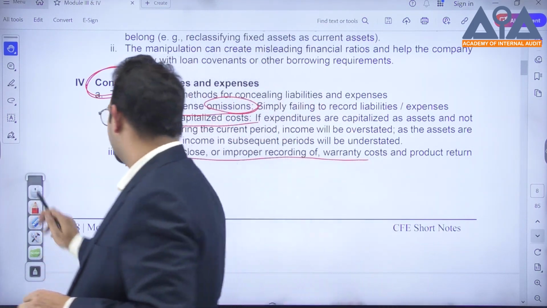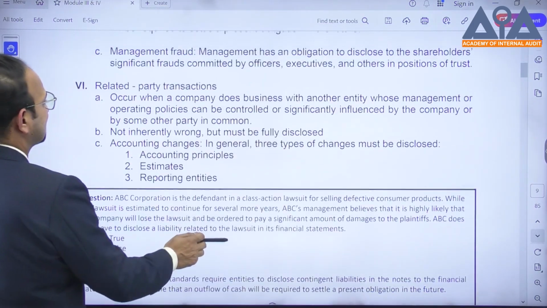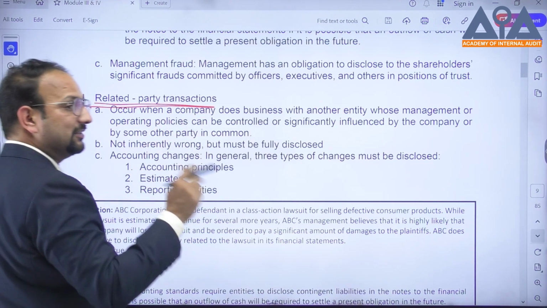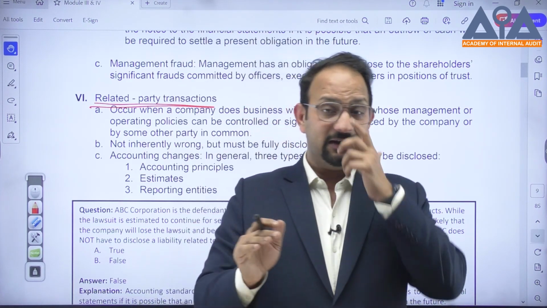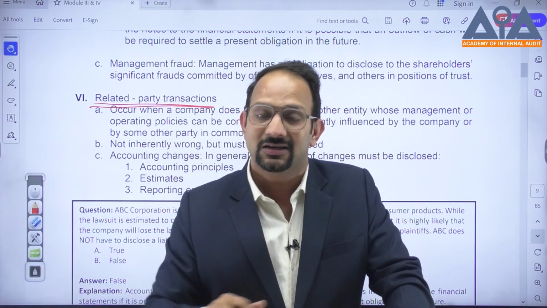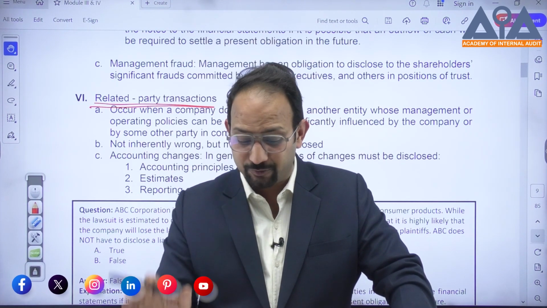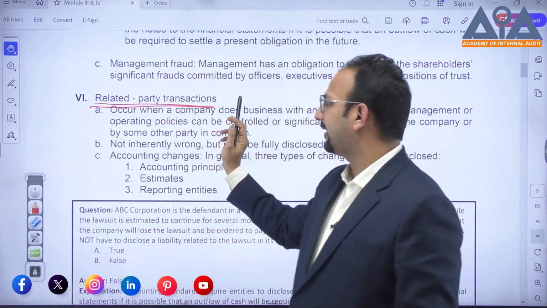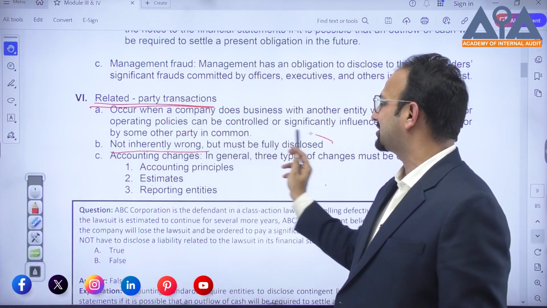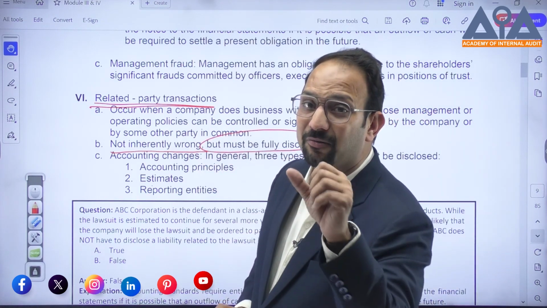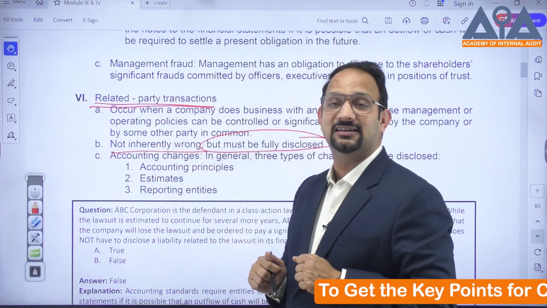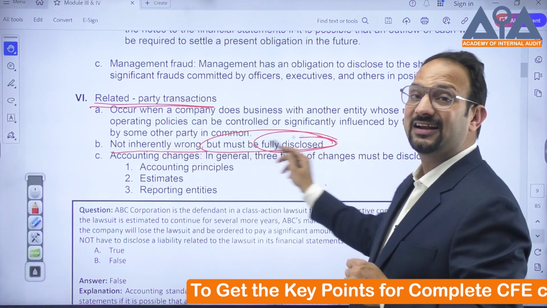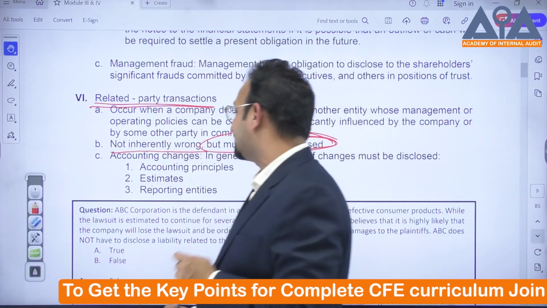Last but not least, the next important point in this chapter is related party transactions. Whenever you are doing a transaction with your related party, anyone who is connected to your company, right? Then such transactions should be disclosed. Examination question: are all related party transactions illegal? Answer should be no. All related party transactions are not inherently wrong, but they must be fully disclosed. There is no problem in doing these transactions, but if you are doing them, you have to tell that you have done it, right? Fully disclose.